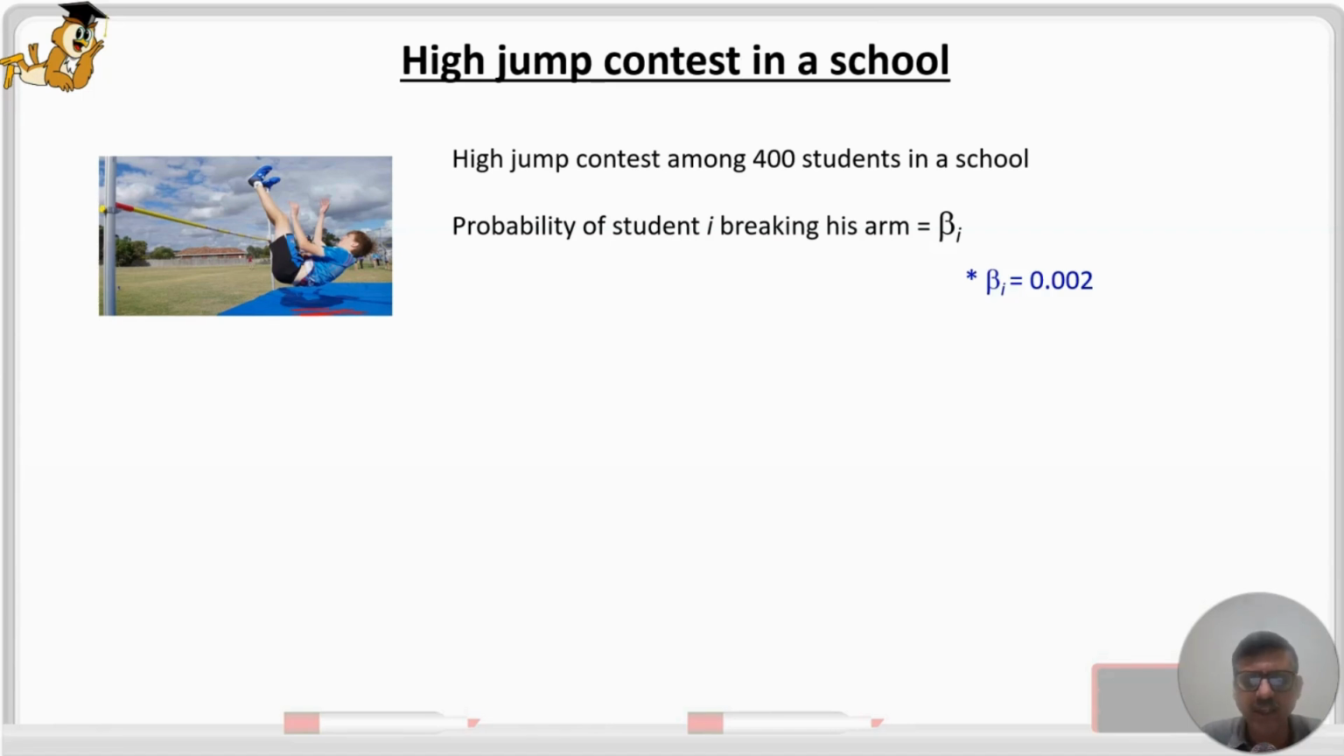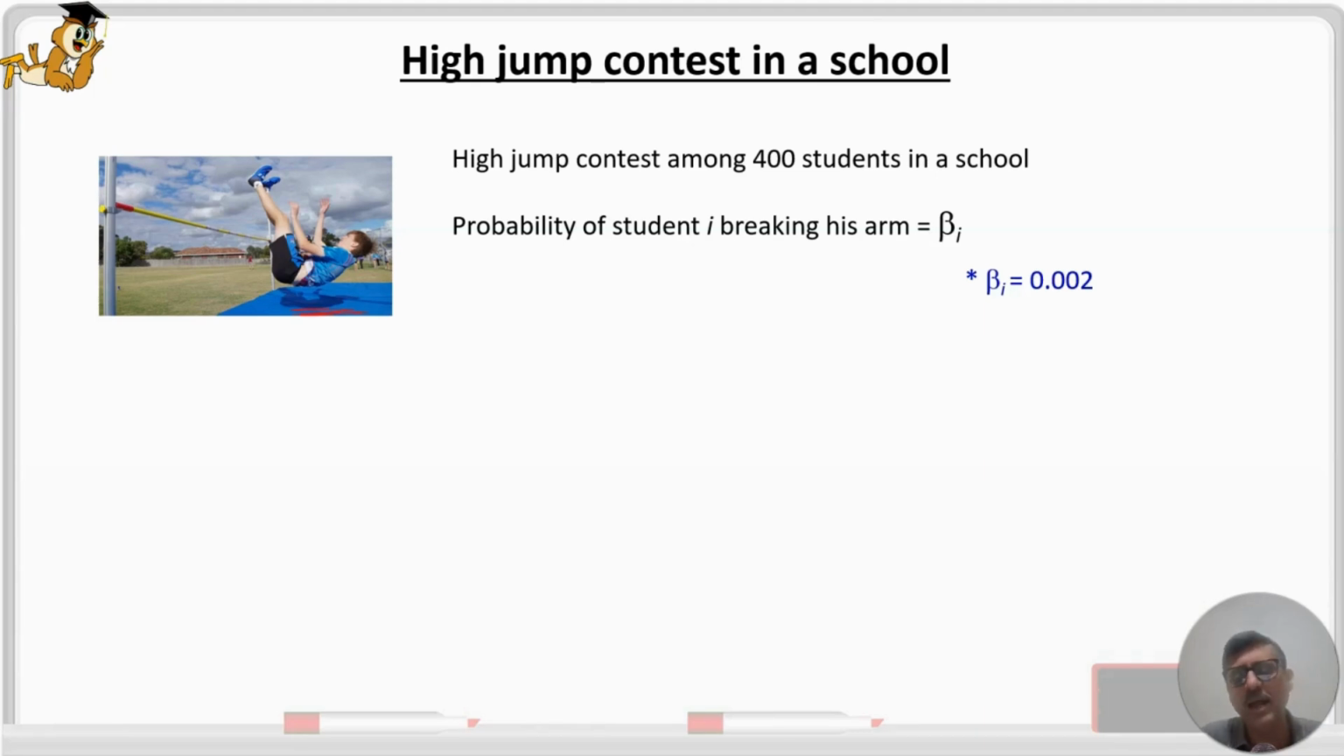Now, the PT instructor who was conducting this contest had only a passing familiarity with probability theory. So he said that as students come to jump one by one, for each student the probability of him breaking his arm is very small. So let us conduct this event and we can permit that student to jump. He wants to conduct this contest amongst 400 students. This is his logic. The probability of any student breaking his arm is pretty small. So let us do this contest amongst 400 students.